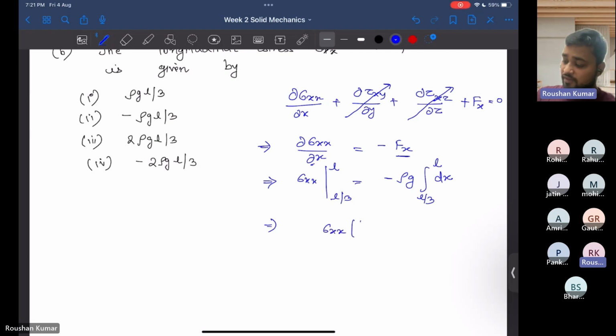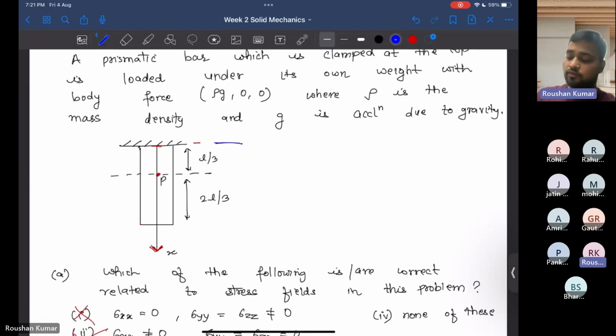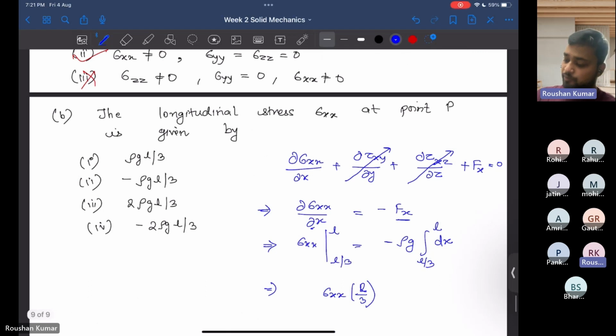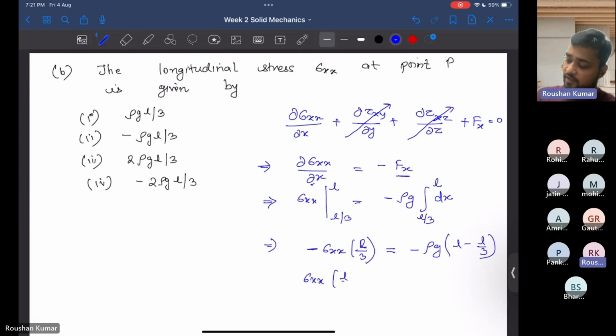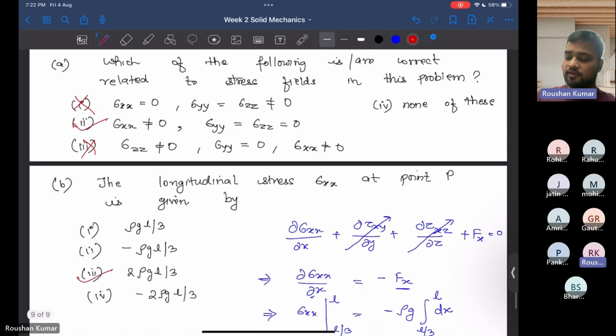So sigma xx from L by 3 to L, we can find out the sigma xx at L by 3, and sigma xx at L has 0 value and sigma xx at P has some value. So if we subtract the two values we will get the negative stress. So I put here a minus sign, which is equal to minus rho g, and if we integrate dx from L by 3 to L, we will get L minus L by 3. So sigma xx at L by 3, that is at point P, is equal to 2 rho g L by 3. So this is the answer. So the correct option is option C. 2 rho g L by 3 is the stress sigma xx at point P.